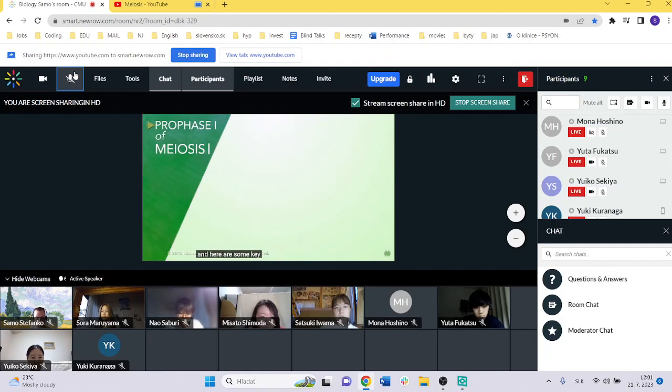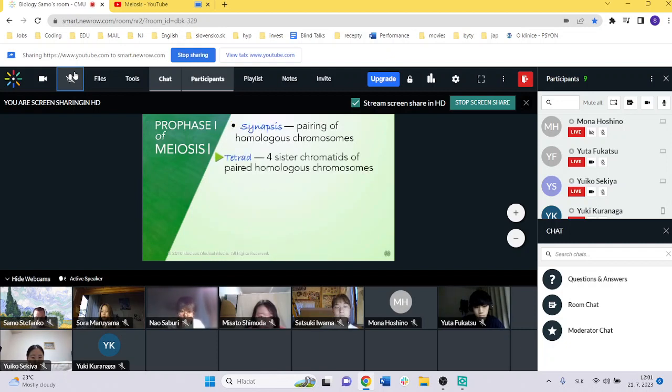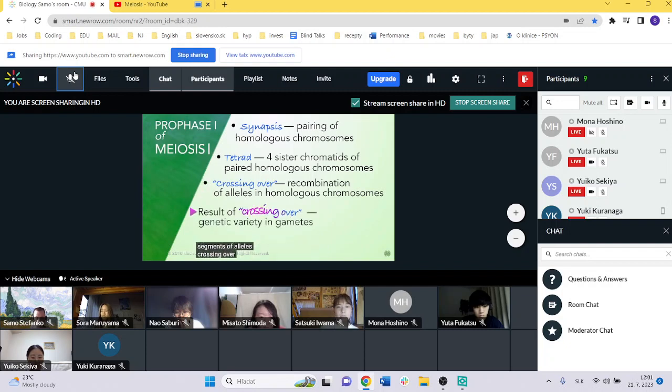And here are some key points to remember about prophase 1. The pairing of homologous chromosomes, called synapsis, occurs. Each pair of homologous chromosomes, consisting of 4 chromatids, is called a tetrad. During the process of crossing over, chromosomes in homologous pairs exchange segments of alleles. Crossing over results in genetic differences in gametes. All gametes produced by meiosis are haploid.